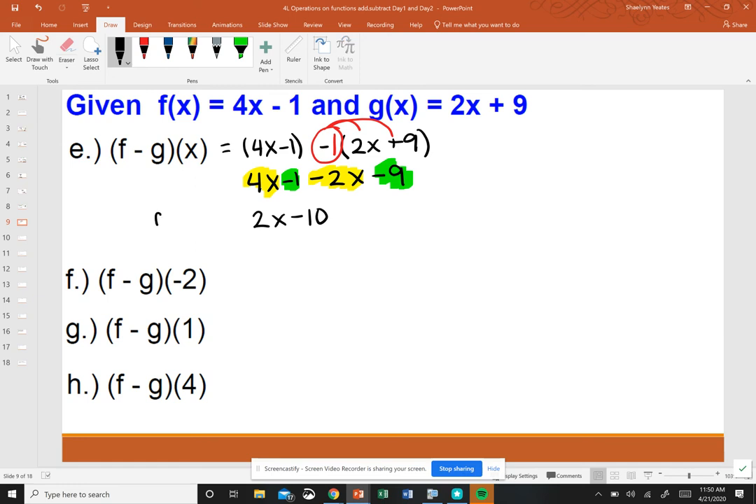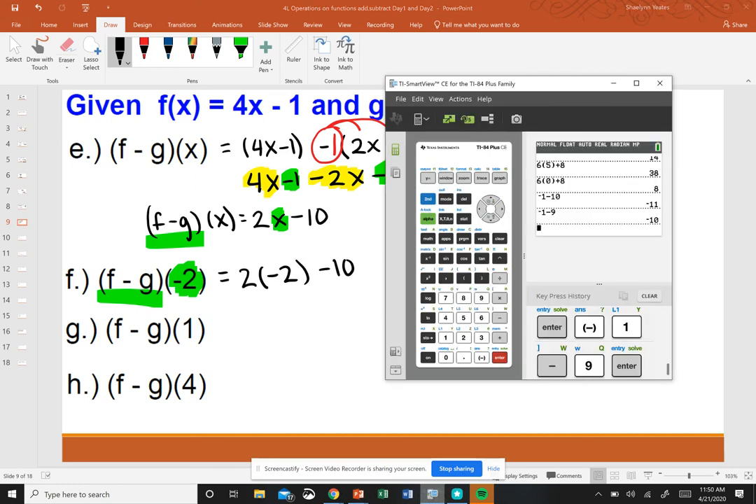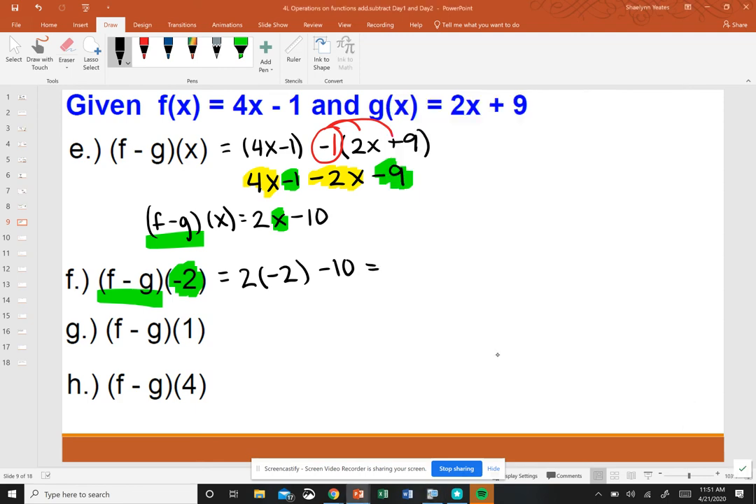Okay, so now we know that f minus g of x equals that. So now we already know what f minus g of x is. We can just plug in the negative 2 in for the x. So this is going to be 2 times negative 2 minus 10. So 2 times negative 2, minus 10. Okay, we get negative 14.